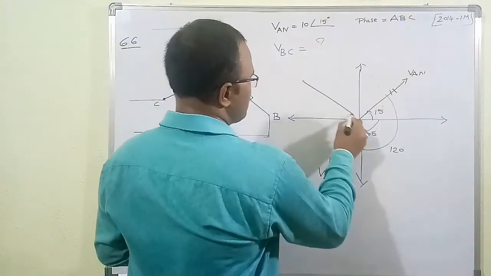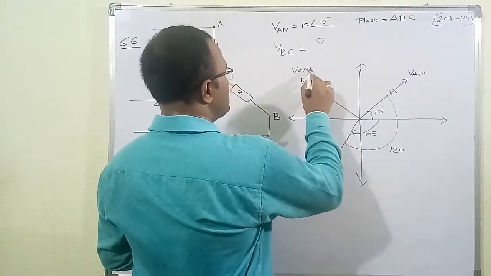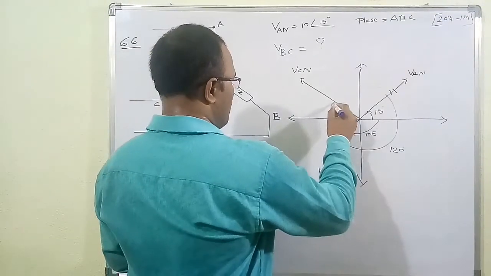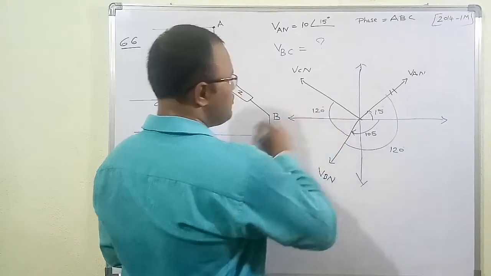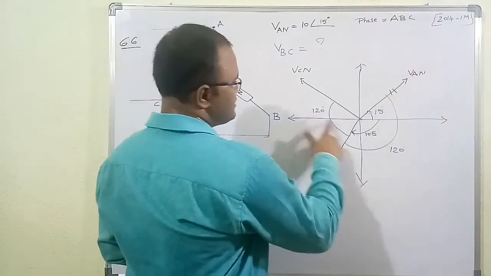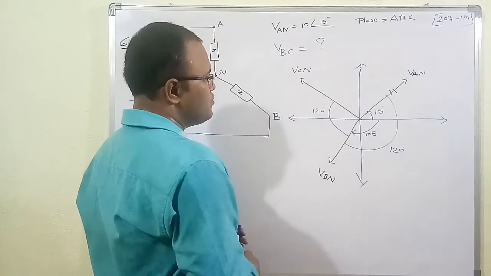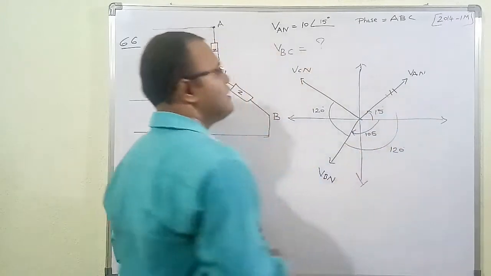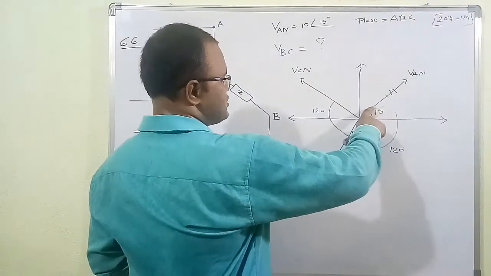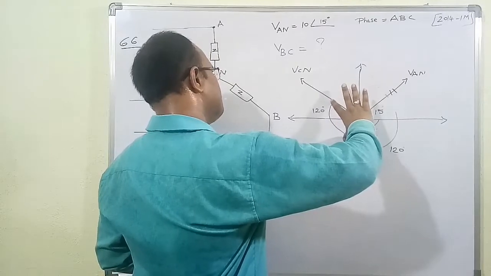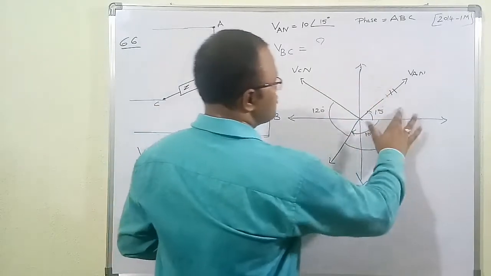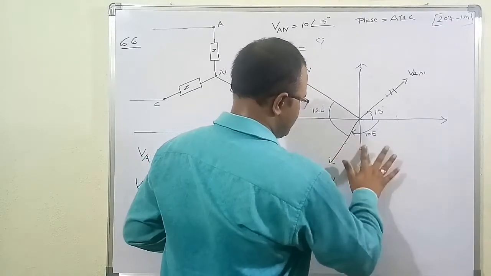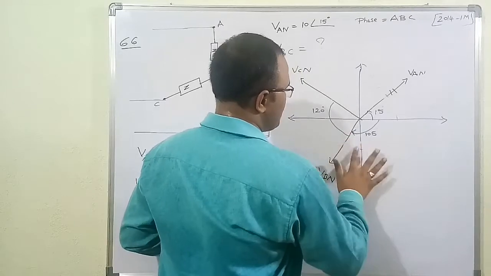Similarly, VCN is going to lag VBN by 120 degrees. So this angle is 120 degrees, and 120 plus 105 is equal to 225. The net angle is 225. What I am trying to say is that the angle between each pair is 120 degrees. So I will remove this 120 so that it is easy to write the notation.